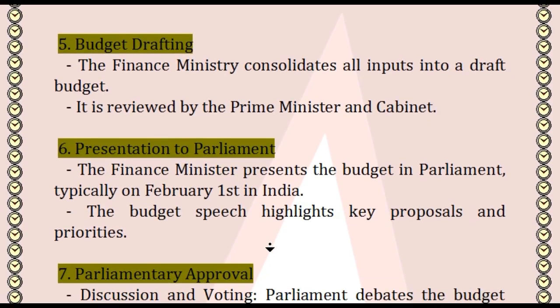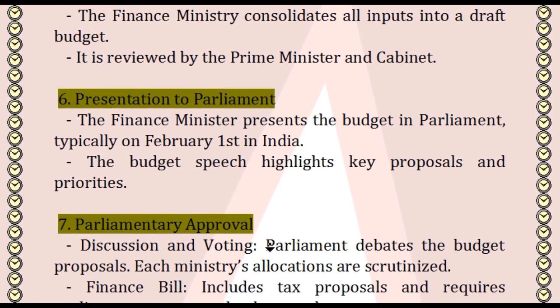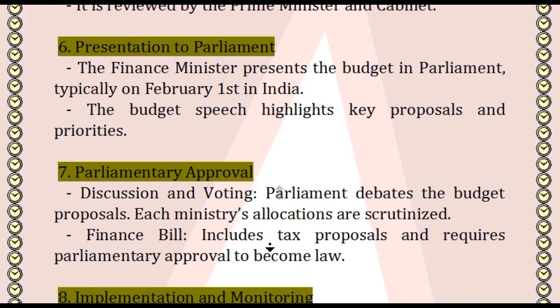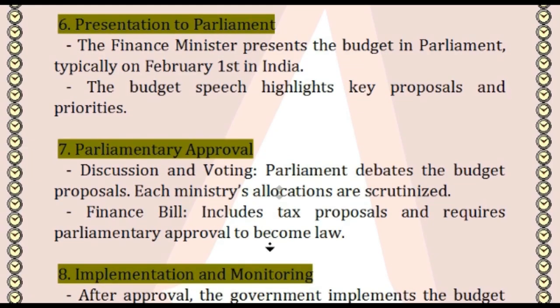6. Presentation to Parliament. The Finance Minister presents the budget in Parliament, typically on February 1 in India. The budget speech highlights key proposals and priorities. 7. Parliamentary approval. Discussion and voting. Parliament debates the budget proposals. Each ministry's allocations are scrutinized. The Finance Bill includes tax proposals and requires parliamentary approval to become law.